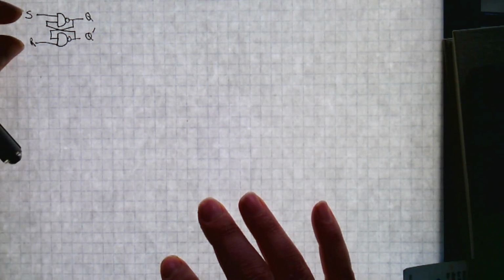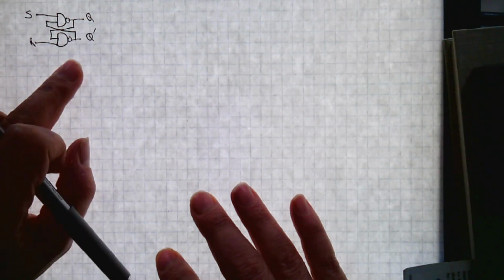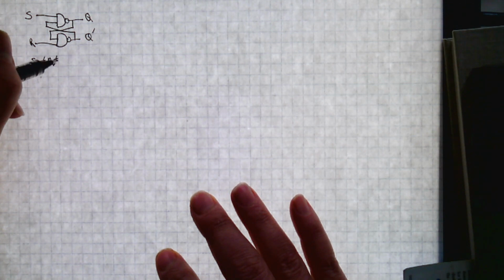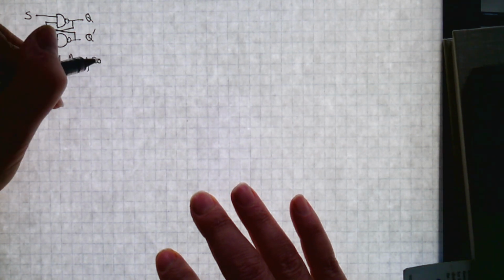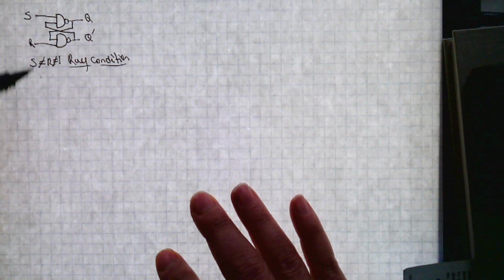Now, you don't want to assert both S and R at the same time. The book goes into some detail, but suffice it to say, these things can start to oscillate. So S and R cannot both be equal to 1, or else you have what's called a race condition. And so that's a bit of a problem. You don't want to have race conditions on these things.